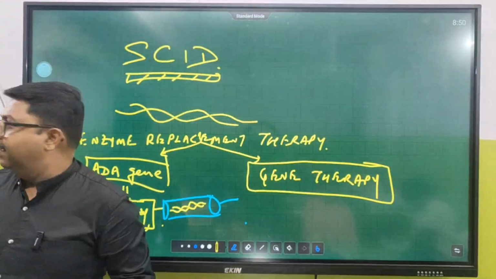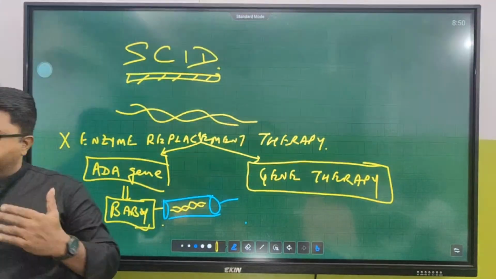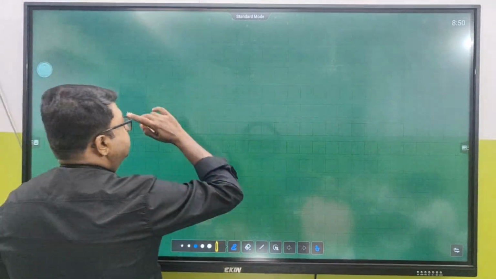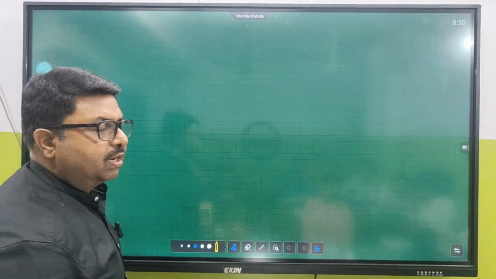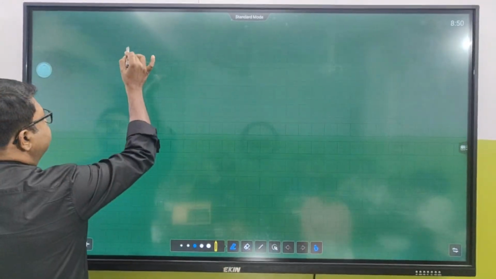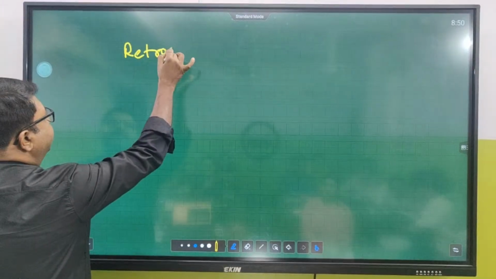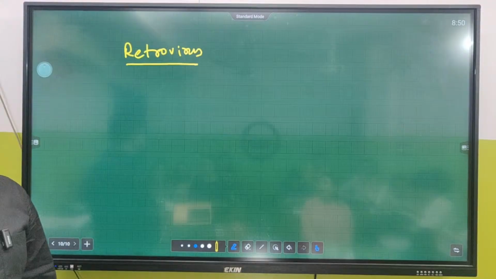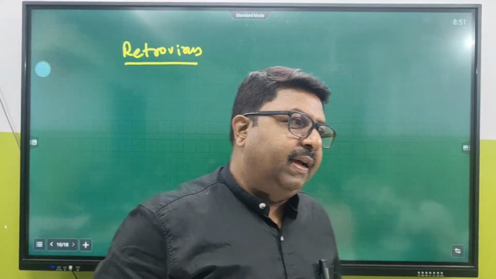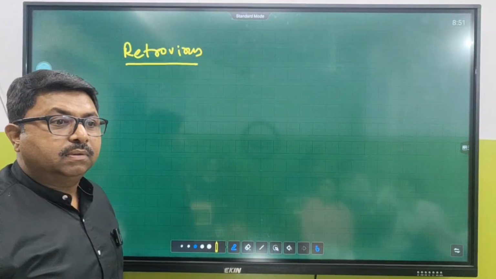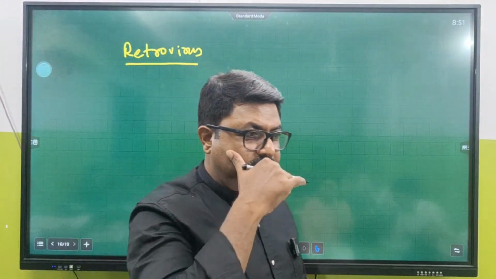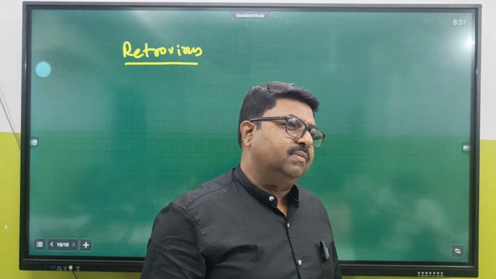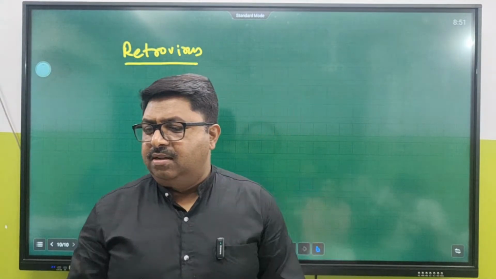Now, what is gene therapy then? Now comes the gene therapy. For this, we are going to use retrovirus. What is a retrovirus? An RNA virus. A student says that 17 crore for one dose, for a lifetime, is the cost of enzyme replacement therapy. So you have to become a billionaire.